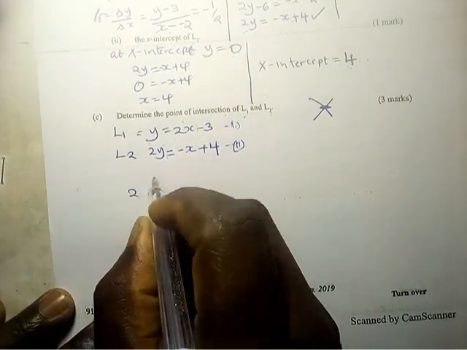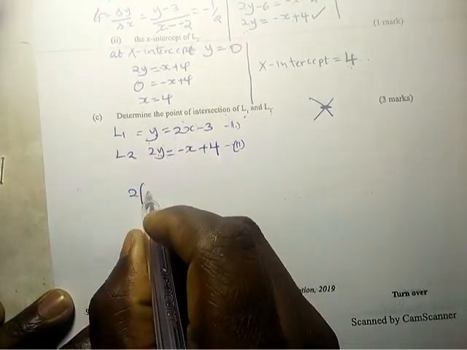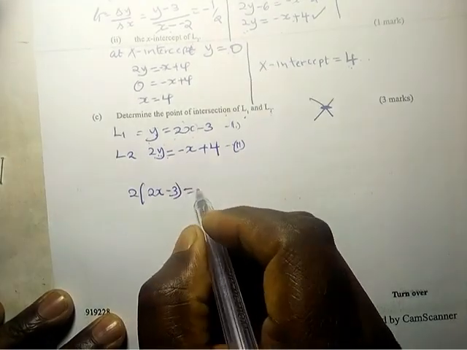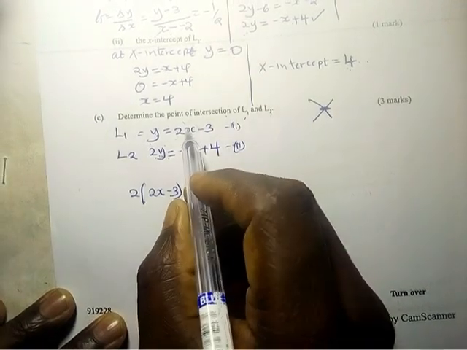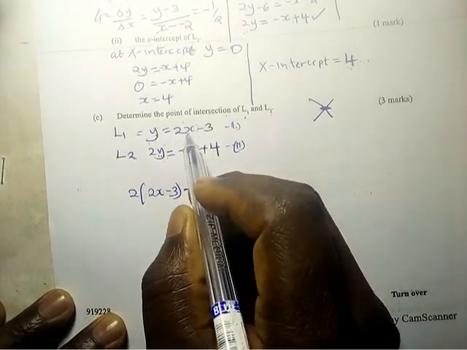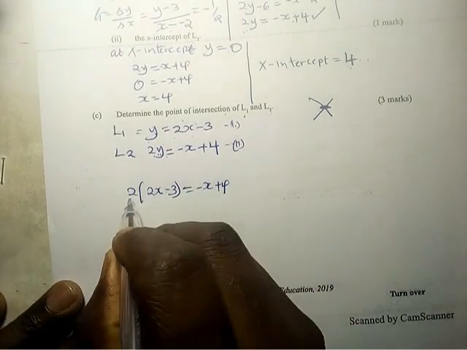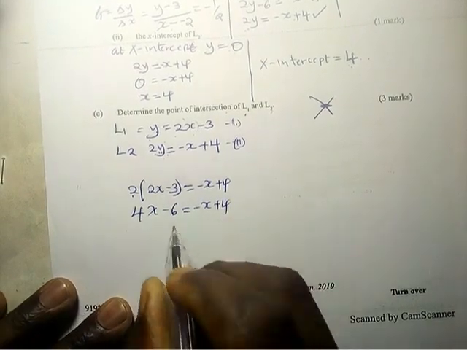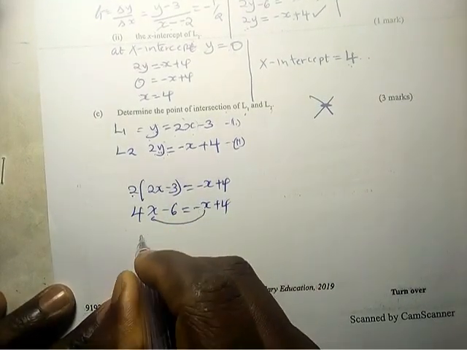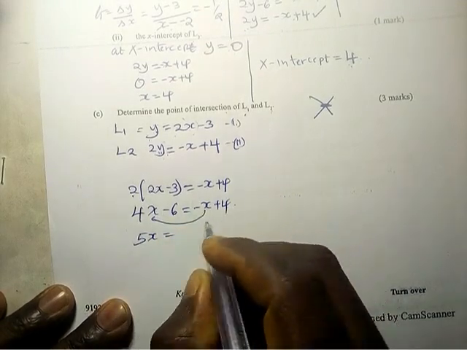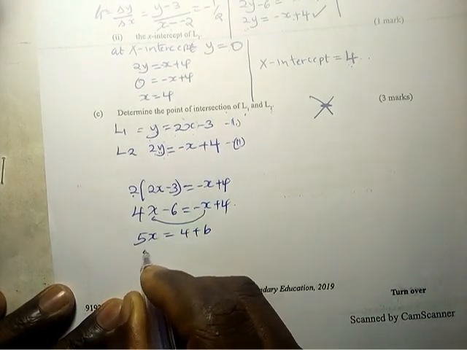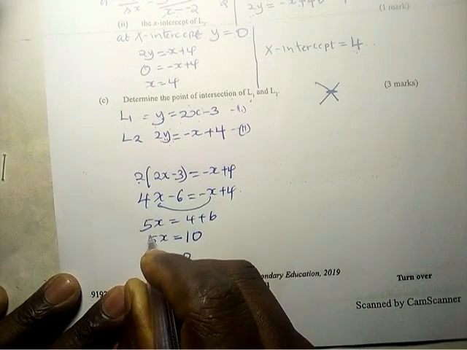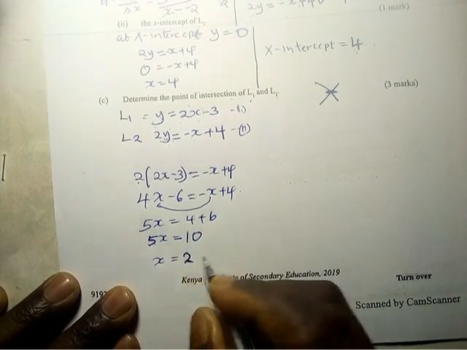So instead of 2y, I will put 2 times (2x minus 3) is equal to -x plus 4. So where there is y, I put this value, and that is called substitution. This is 4x minus 6 is equal to negative x plus 4. Like terms together: 5x is equal to 4 plus 6. 5x is equal to 10. So x is equal to 2. You divide both sides by 5. X is equal to 2.